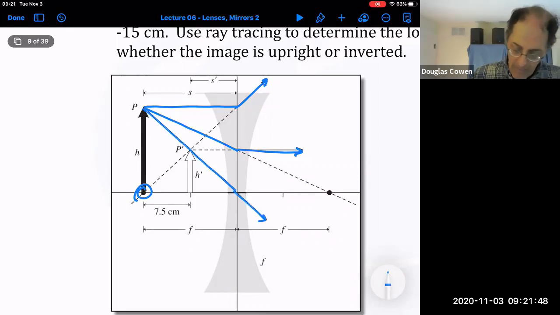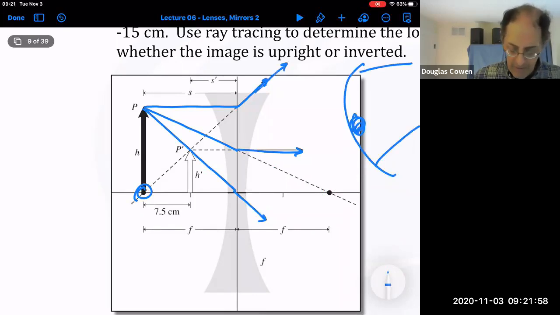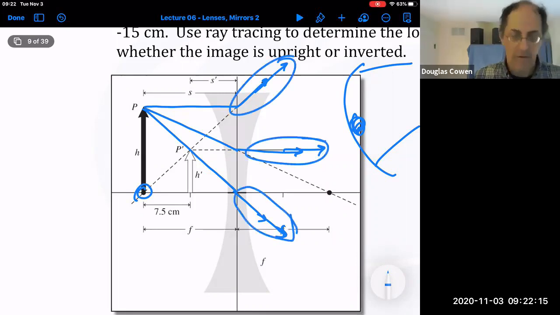So now if you're over here and this is your eye and you're looking at the situation, you see a ray going like this and a ray going like that and one going like that. The angles here are exaggerated to make it a little easier to see what's going on. And what you will do is your eye will project these three rays back to their origin point, which is right here, right at the tip of the H prime arrow at point P prime. So that's where the image will be.